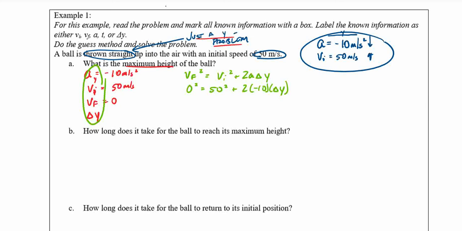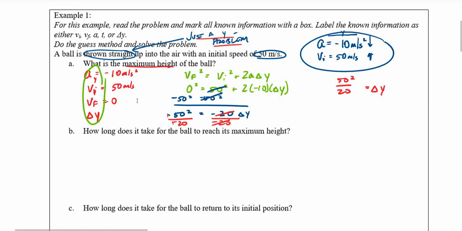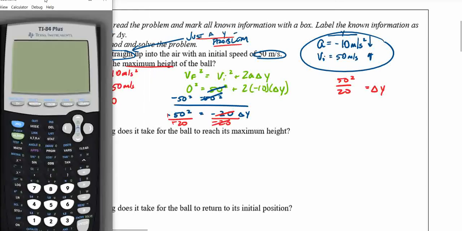So as we move things over, we're going to subtract 50 squared from both sides. So that goes away. Negative 50 squared is equal to negative 20 times delta y. And if we want to find delta y, we're going to divide both sides by negative 20. Those negative signs go away, the 20 goes away, and we get delta y is equal to 50 squared over 20.